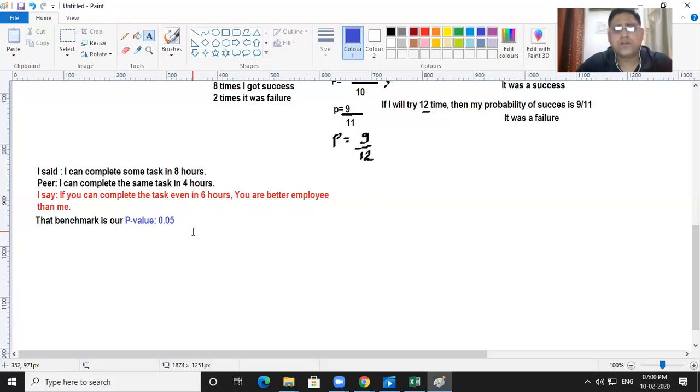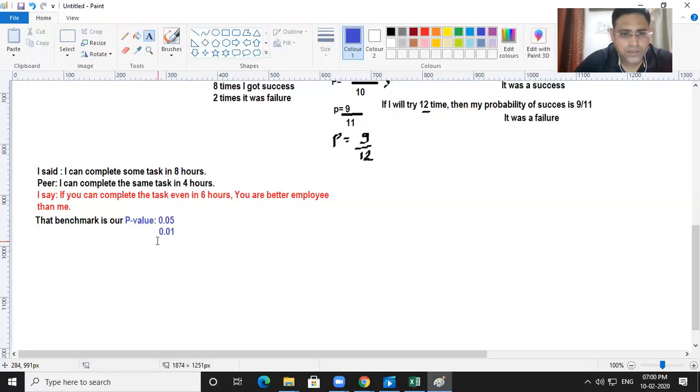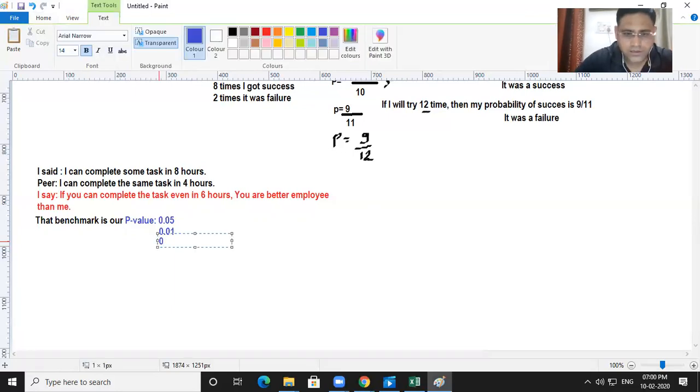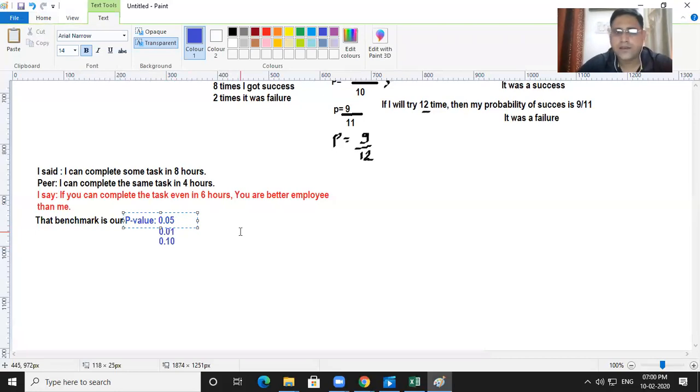It is not mandatory that it should be 0.05. You can have some other values as well, like 0.01, or let us say 0.10, which means 10%. In this case 0.01 is 1%, so it can be, but it has to be agreed by everyone. And this p-value, which is 0.05, is agreed by everyone. So this is a parameter, setting a parameter.